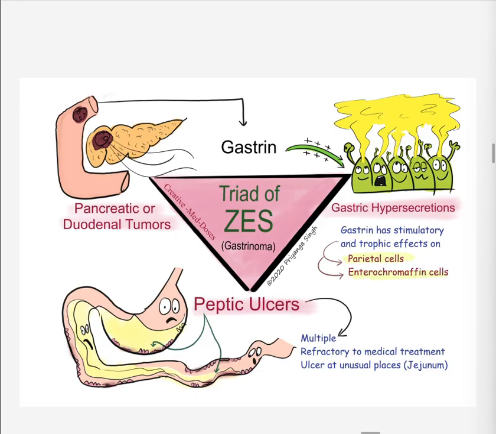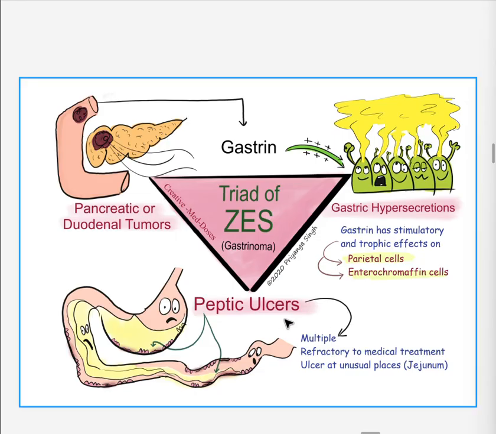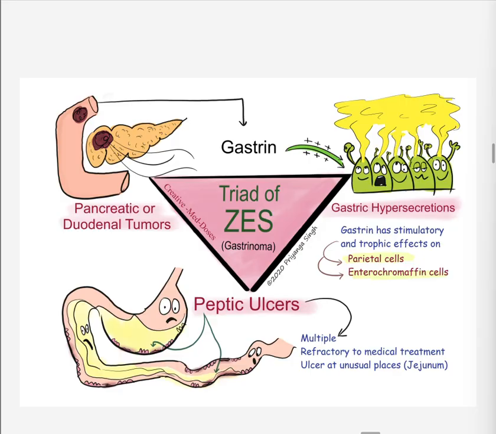So basically, a gastrinoma tumor forms, large amounts of gastrin are produced, and the gastrin stimulates the enterochromaffin cells. The enterochromaffin cells release histamine, and the histamine stimulates parietal cells, and this causes massive hydrochloric acid secretion. The result is an extremely acidic stomach and multiple aggressive ulcers.